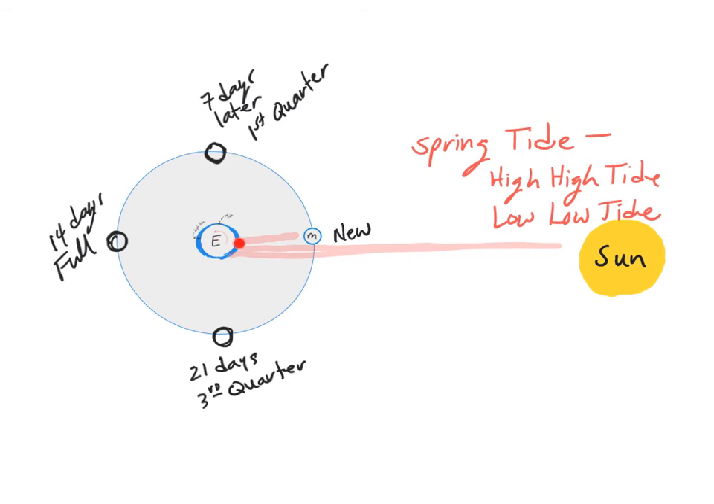During a spring tide, we have an especially high tide and an especially low tide. The high tide is especially high because on this side of the earth, we're getting an extra pull on that water, and that water is getting pulled away. If that water is getting pulled away, you can imagine that the low tide is going to be especially low.